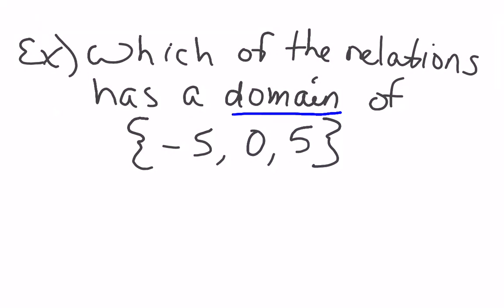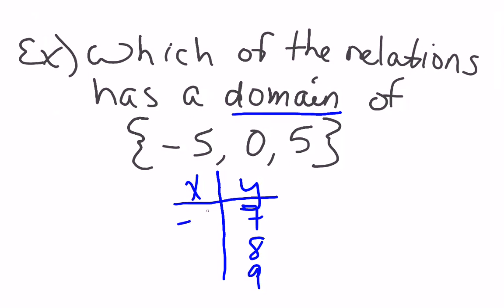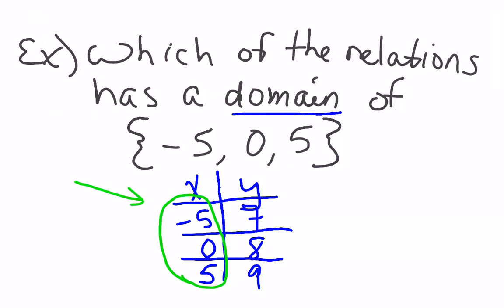So for example, in this one, I could have a relation that looks like an XY chart, and it doesn't matter what these were, but if I saw that the X values were -5, 0, and 5, then I would say this relation has a domain of -5, 0, and 5.